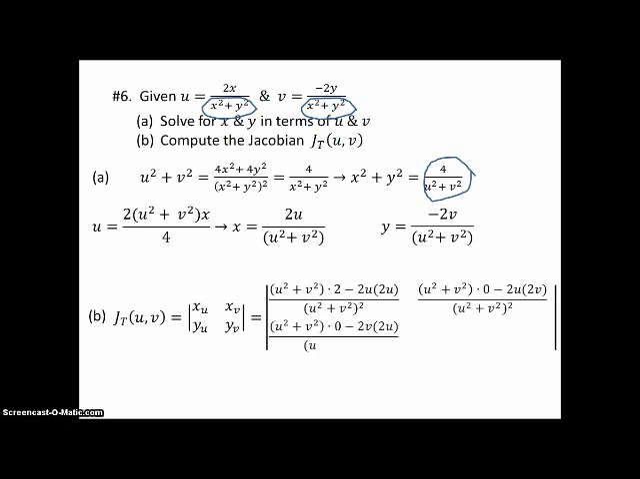The derivative of y with respect to u using the quotient rule. And then finally the derivative of y with respect to v. I should be saying partial derivatives with respect to v. And notice that in the first column, in both of those you treat v as a constant, and in the second column, for both of those calculations, you treat u as a constant.